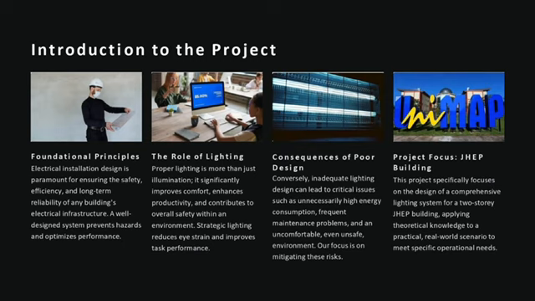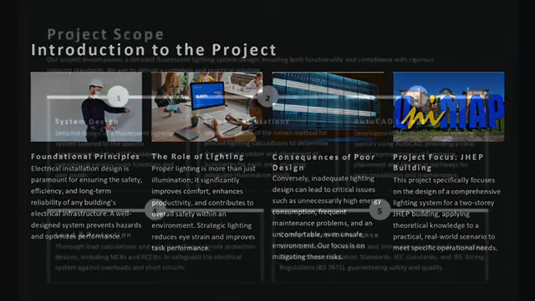And the last one is that this project focuses on the JHAP building. For this project, we focus on designing a complete fluorescent lighting system for the two-story JHAP building. We apply theoretical knowledge we have learned in class into a practical real-world scenario to meet operational requirements.